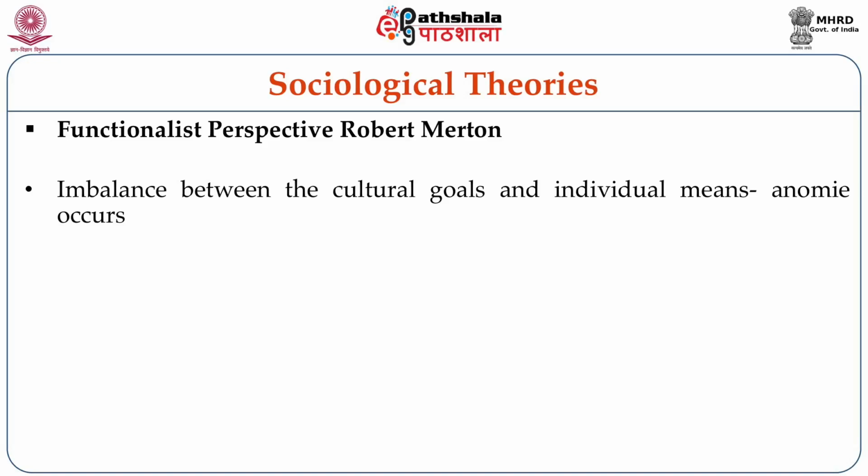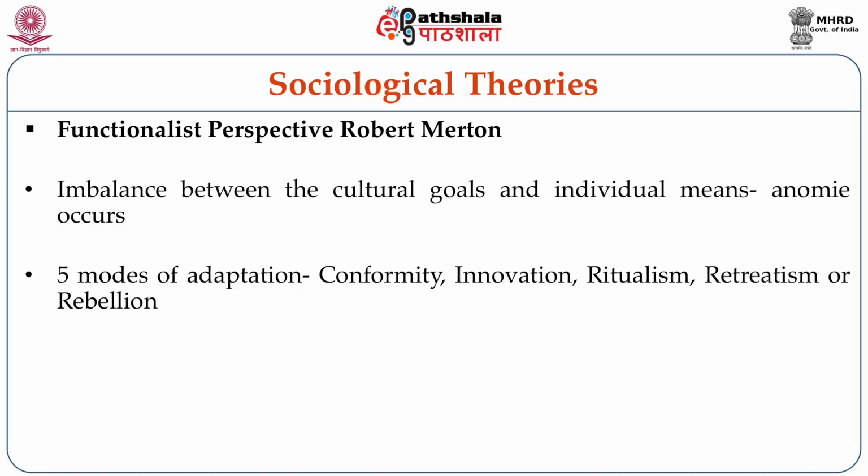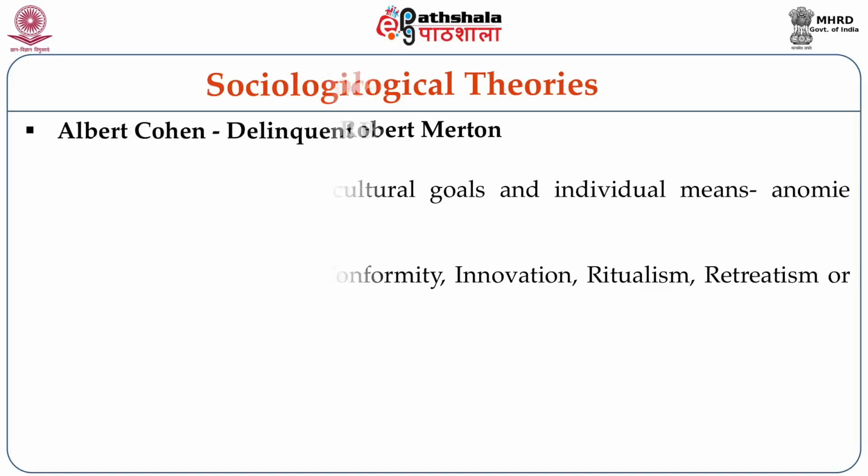Robert Merton developed this theory further and talked about crime as an imbalance between culturally accepted goals and institutionally available means. He came up with 5 modes of adaptation. What basically he said is that goals everybody accepts, but means everybody doesn't have. So when you don't have the means, you have to adapt. So one way of adapting is by conforming. The second one is by innovation, ritualism, retreatism, and rebellion. You can read more about it in the notes that have been circulated.